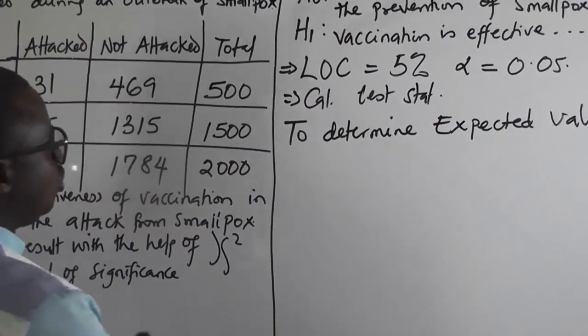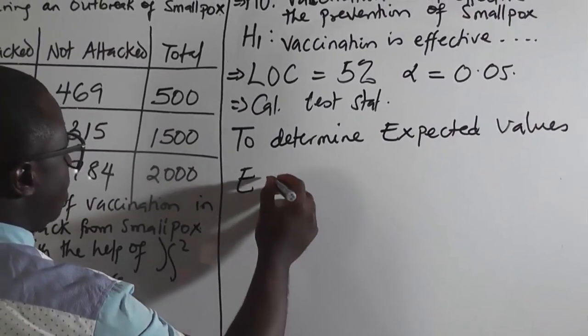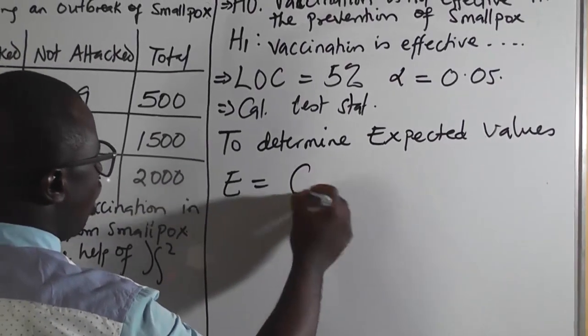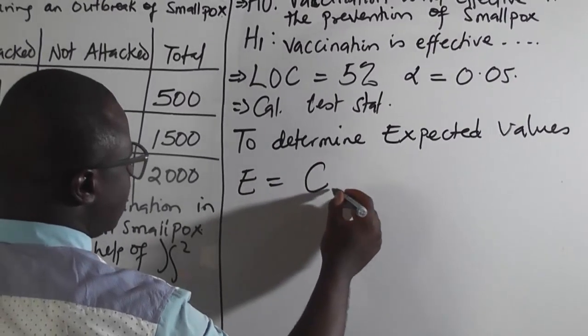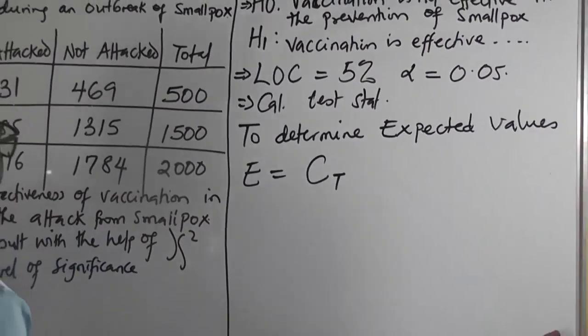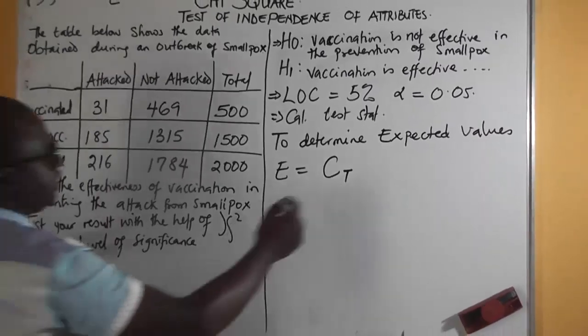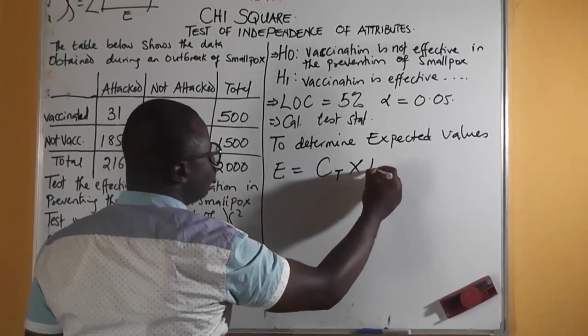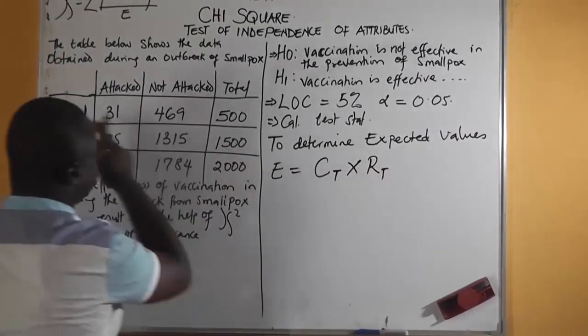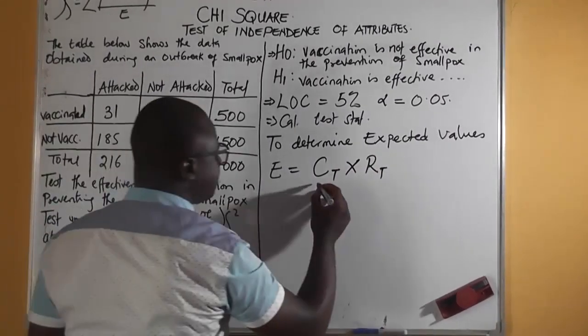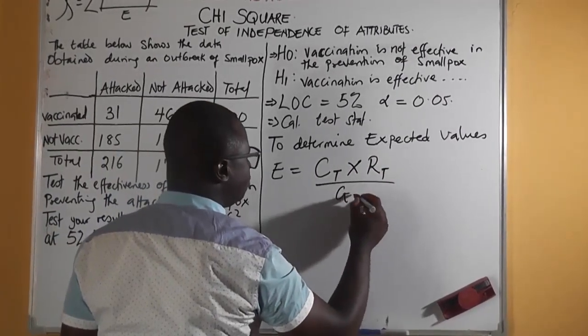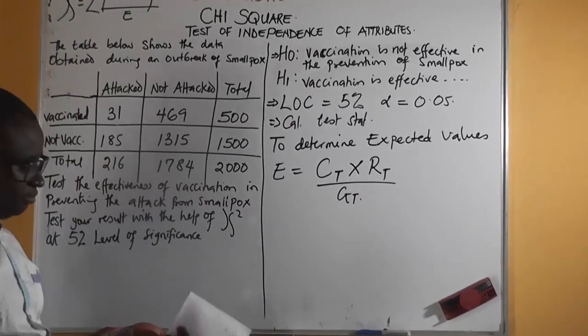the formulas we are going to use: E is equal to column total, right? So let me write CT, that is column. Multiplied by row total, this is row, right? Everything all over ground total. Let me take it again.